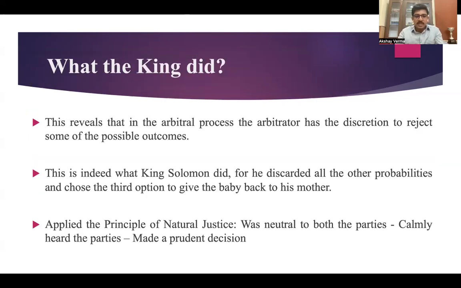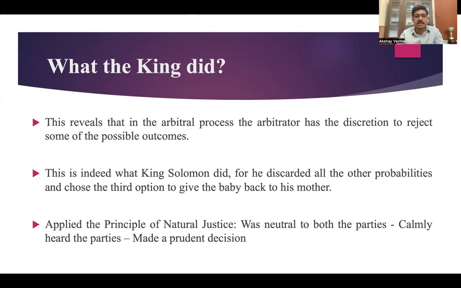So now what the king did, the arbitrator, now as you know that the arbitrator has a discretion to reject some of the possible outcomes or all of the possible outcomes given by the parties. तो उन्होंने वही किया. उन्होंने जो पहली लेडी है उनकी बात को भी नहीं माना, दूसरी लेडी की बात भी नहीं मानी. उन्होंने दोनों लेडी की बात नहीं मान के बच्चा जो रियल मदर का था उसको उनकी रियल मदर को दे दिया.